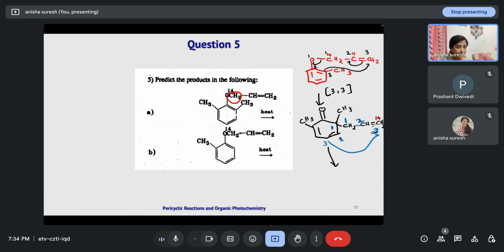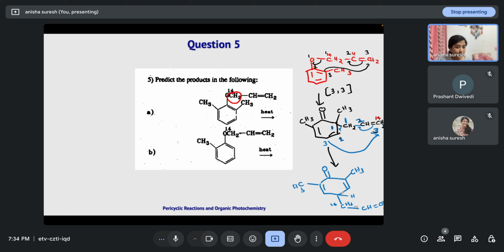Okay. So the bond will be shifting like this, resulting in the formation of the final product like this, CH3 double bond O. Here a double bond will be forming, CH3, and this labeled carbon will be coming here, CH2. So this is the 14 labeled carbon. So CH double bond CH2.